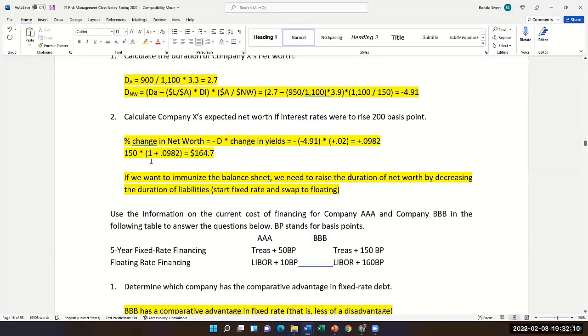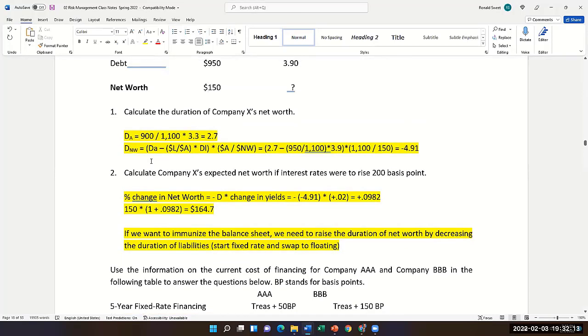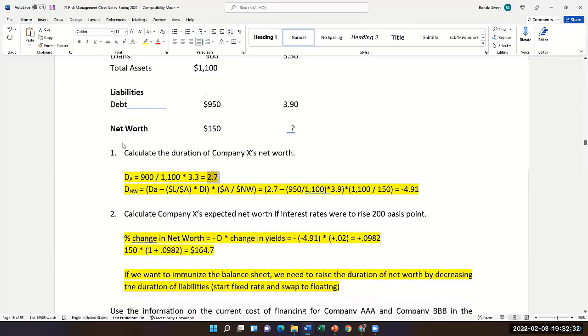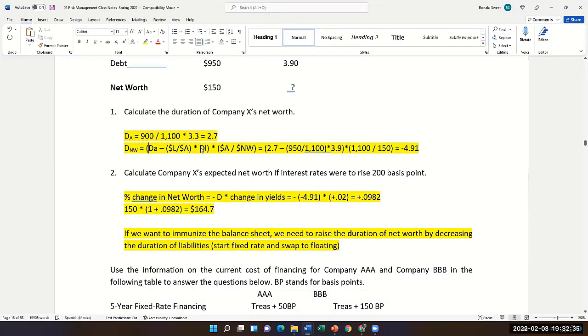All right, so the duration of net worth, a very simple formula. The first thing you have to do is figure out the duration of assets. You can notice here, I simplified it. You can take 200 divided by 1.1 times 0 plus 900 divided by 1.1 times 3.3. But since this is 0, you can just take 9 over 11 times 3.3. And so you get a duration of assets of 2.7. So the duration of net worth, remember this formula: 2.7 minus 950 over 1100 times 3.9 times 1100 over 150. So here they actually have a duration of net worth of negative 4.91.